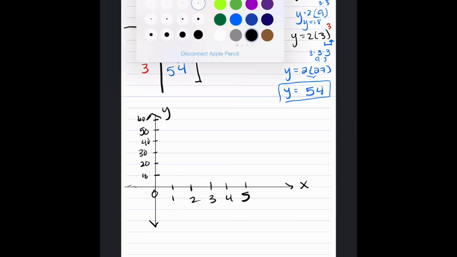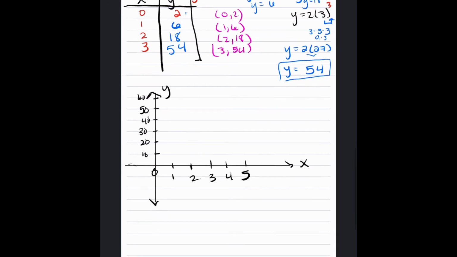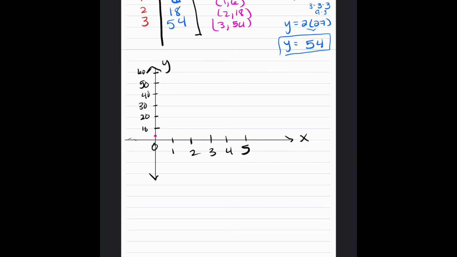And then I'm going to go ahead and just plot all of these points. Remember, this is (0, 2), (1, 6), (2, 18), (3, 54). So over 0 up 2 would be right here. Over 1 up 6 could be right about here, as long as it's below that 10 line. Over 2 up 18 could go right out here. And over 3 up 54, so it goes all the way up here. Then we connect these with a nice curve.